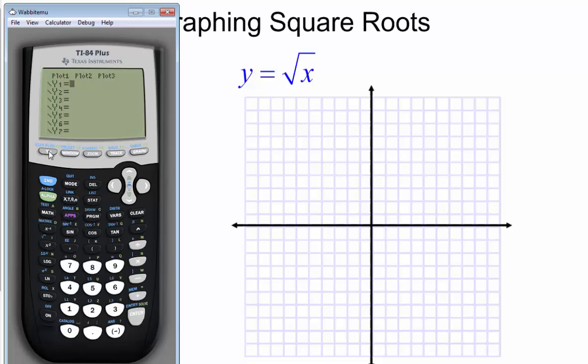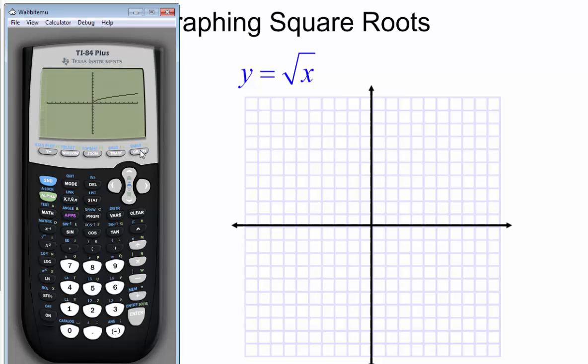The square root button is located 4 down from that blue second button. Now notice it is in blue, so we have to hit that second button before we hit that square root button. So I'm going to hit the second button. Notice my calculator can tell that I hit the second because it gives me that up arrow. And I'm going to hit that x squared button, which doubles as the square root. And then I'm going to hit x right next to our alpha button, and close my parentheses. I like to start by looking at the graph. That way I get an idea as to what my graph is going to look like.